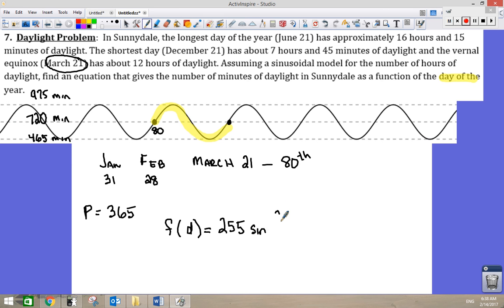And we'll assume the period is a year, and for a shift to the right, we actually subtract, and our center line is at 720. So 2π over 365, I can't reduce that. Now if my input is D, the day of the year, there you go, that's the equation I would use.